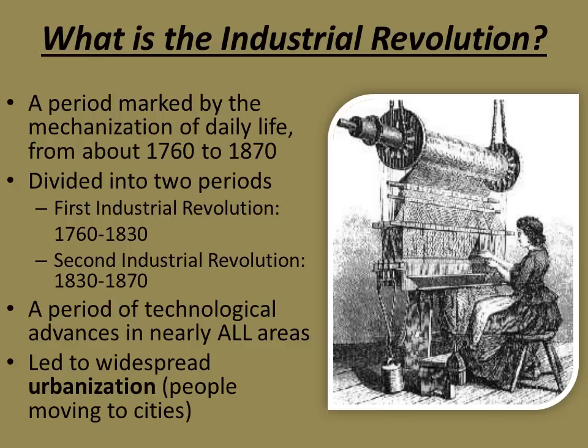It is a period marked by the mechanization of daily life. This is where things go from being powered largely by muscle power to being powered by machines. It generally is defined as being from about 1760 to about 1870, and it is divided into two periods. The first Industrial Revolution, which is what we're primarily talking about in this unit, was 1760 to 1830. Then the second Industrial Revolution, with further technological advances, especially in transportation, comes later.